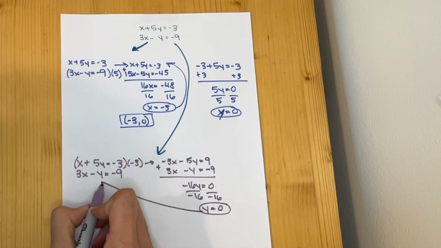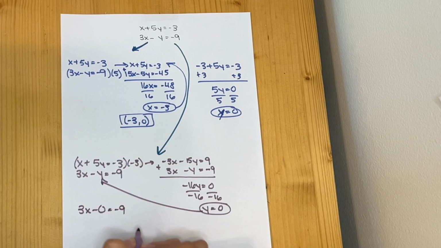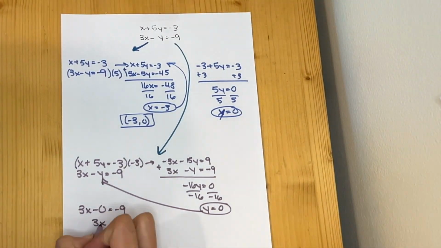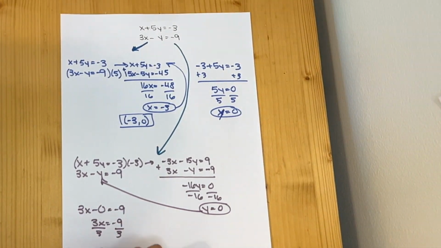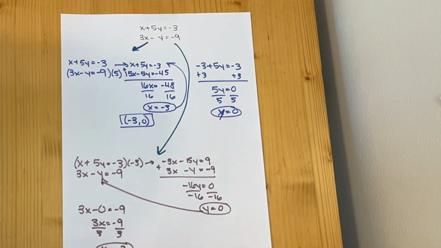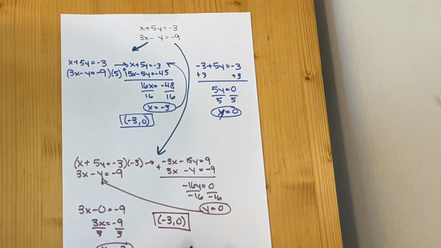Now we're going to plug that back in to solve for x. So I have 3x minus y equals negative 9, y is 0. So 3x equals negative 9, divide by 3. We'll run out of space here. We end up getting x equals negative 3 there at the very bottom. Same ordered pair, no matter which variable we eliminate.